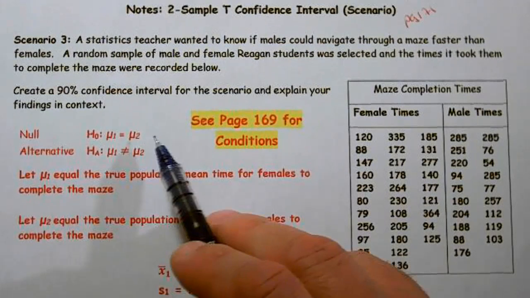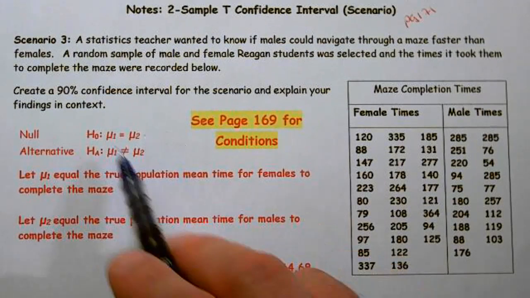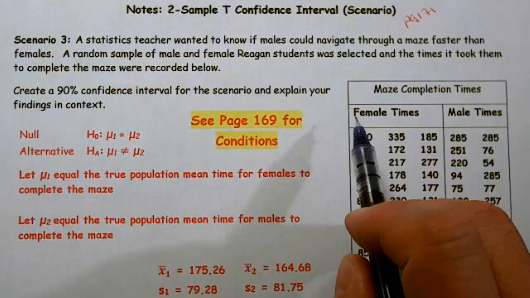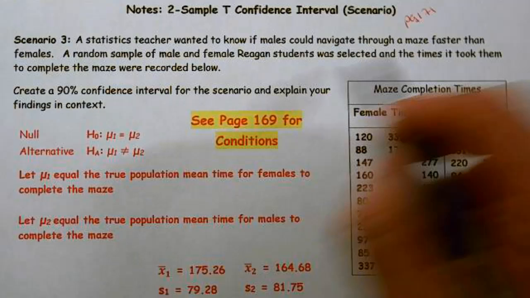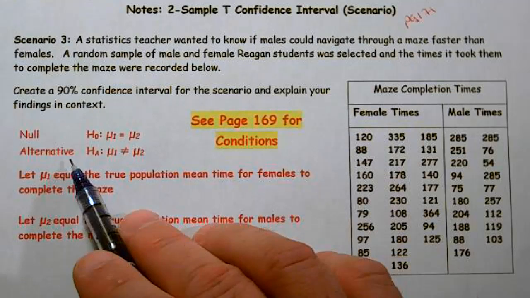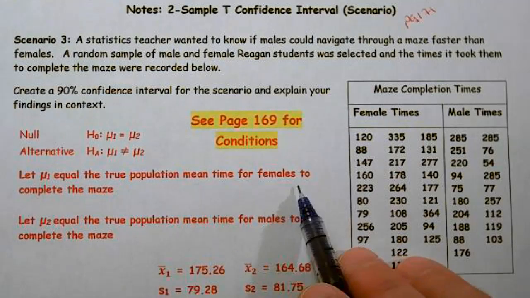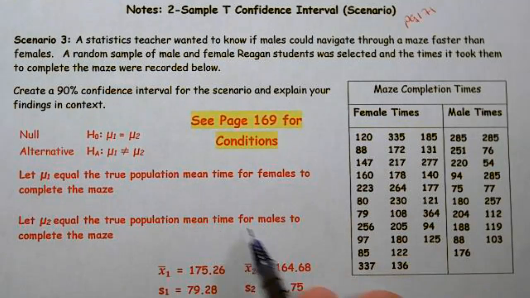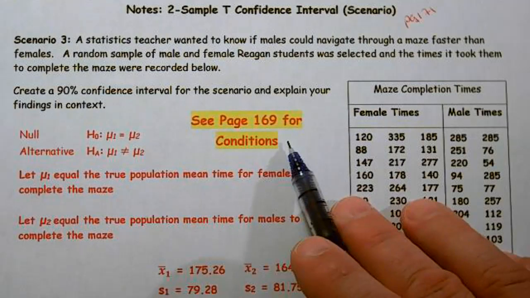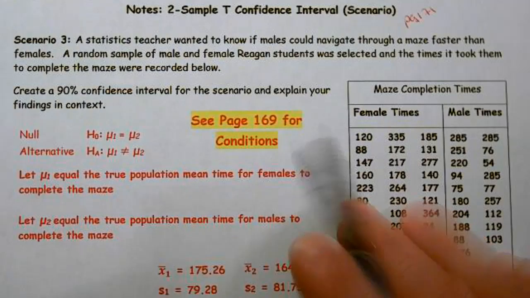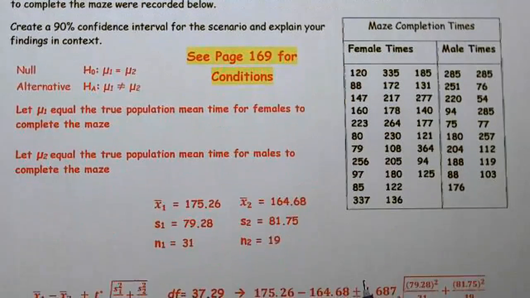All right, so if this had been a hypothesis test, this probably should have been a greater than instead of this, but we copied from the previous page. Mu1, true population mean time for females. Mu2, true population mean time for males. Conditions, we did that in a previous video, on page 169 of the note spirals.